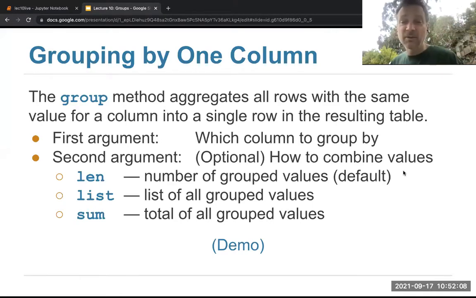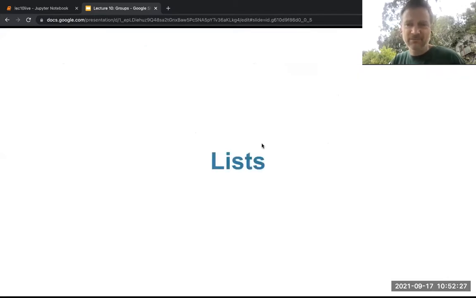And the second argument will be how to summarize all the rows in that group with a single number or something. Okay, so that second argument is a function that does the summarization for you. So let's see it in action.